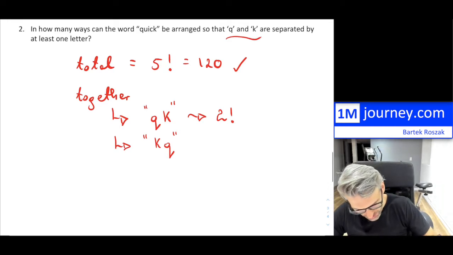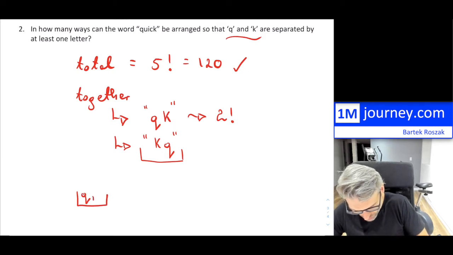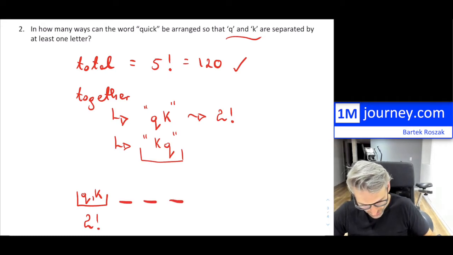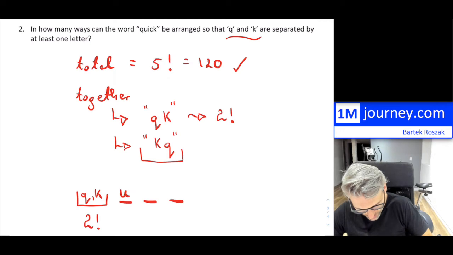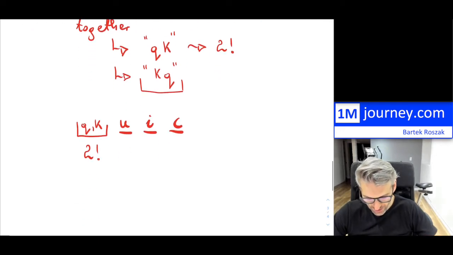So in total, this acts as 1 unit, all right? So we have 1 unit. This is going to be your Q, comma, K, and we can do that 2 factorial ways. And then you still have 1, 2, 3 other letters, which is the U, the I, and the C, which we can now start rearranging.